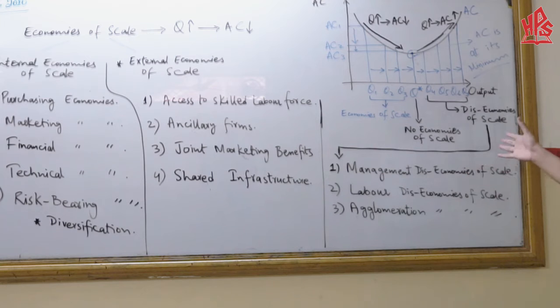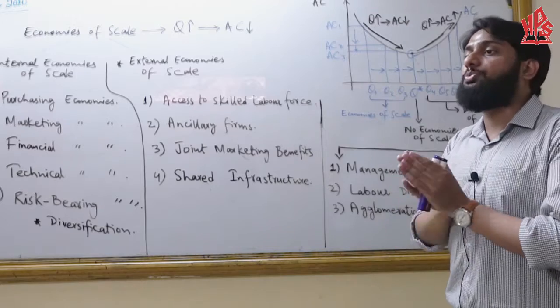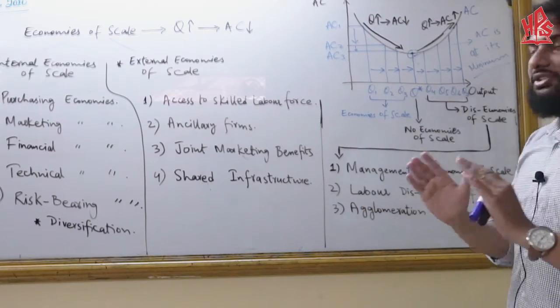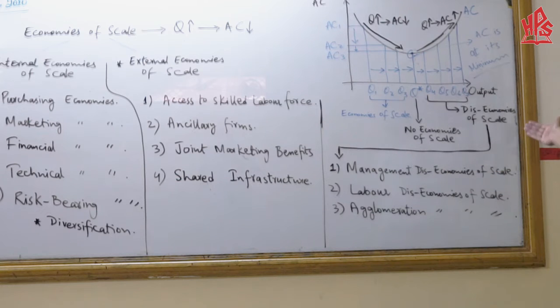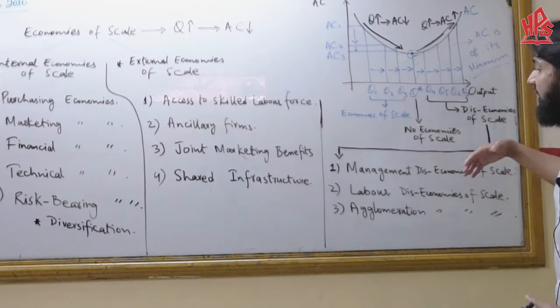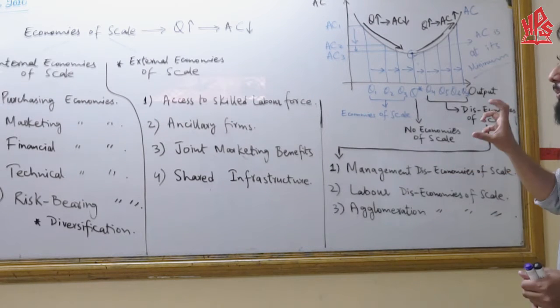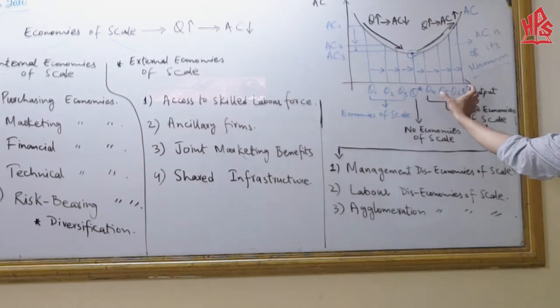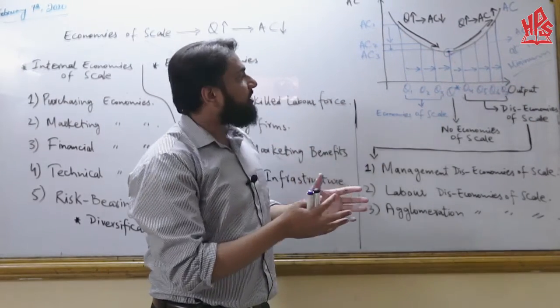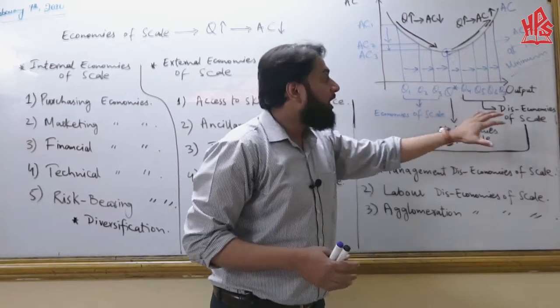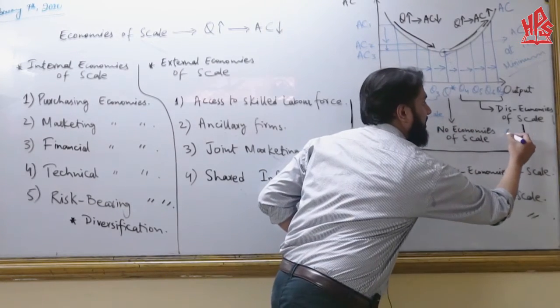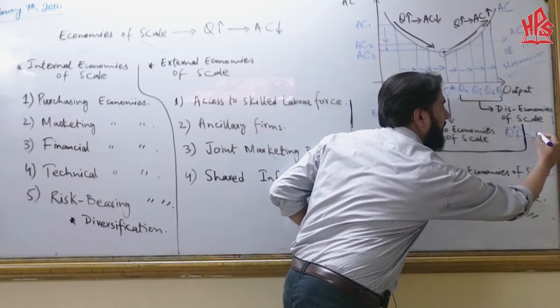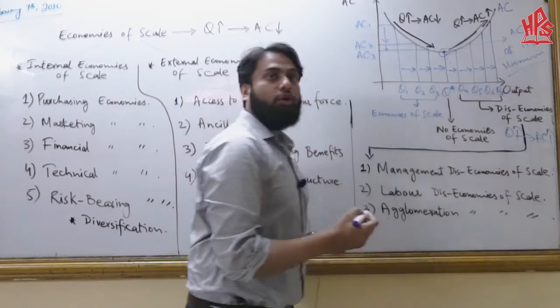There are also some factors which push businesses into the diseconomies of scale phase. In this Q4 to Q7 diseconomies of scale phase, we have different types of factors which push the business into this phase of production. I was discussing the diseconomies of scale phenomenon, in which if we try to increase our output, that eventually also increases our average cost.